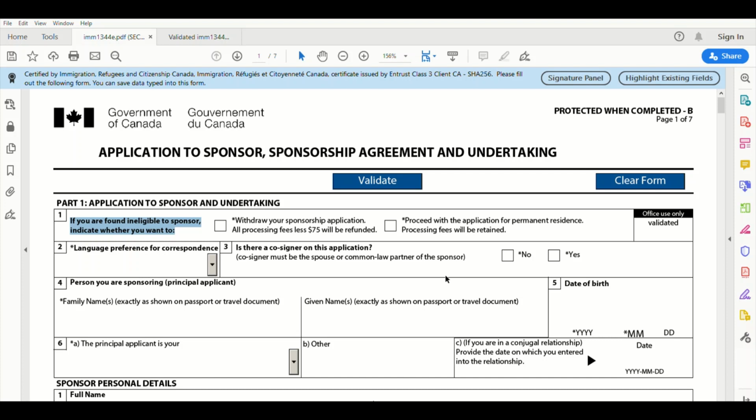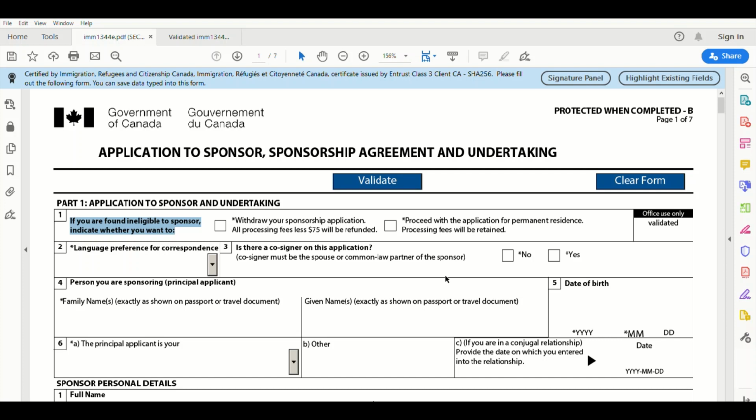IRCC may find the sponsor ineligible for one of the following reasons: failure to meet minimum necessary income, criminality, misrepresentation, default with previous undertaking, or sponsorship bars. If the sponsorship application was rejected, then the application for permanent residence will also fail unless sufficient humanitarian and compassionate considerations exist. IRCC allows the sponsor to withdraw its sponsorship application.